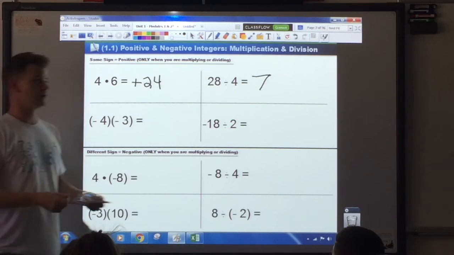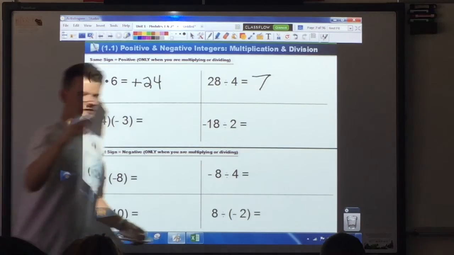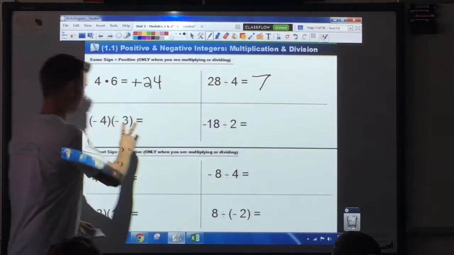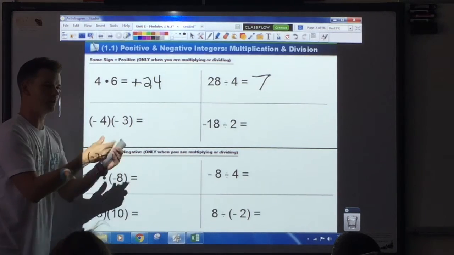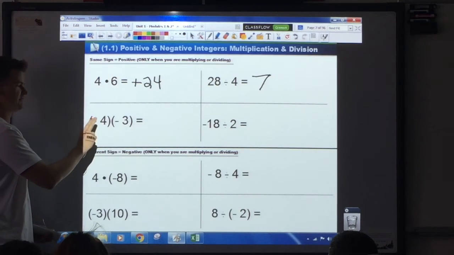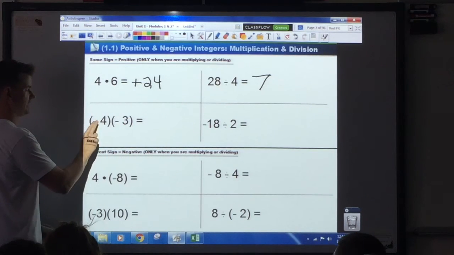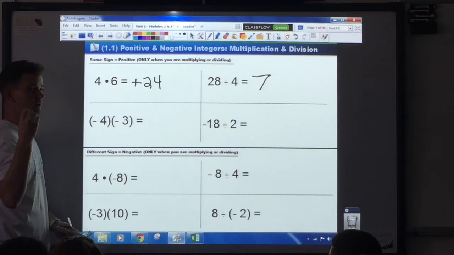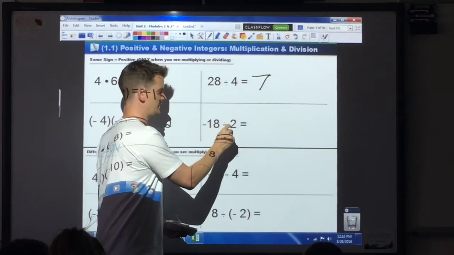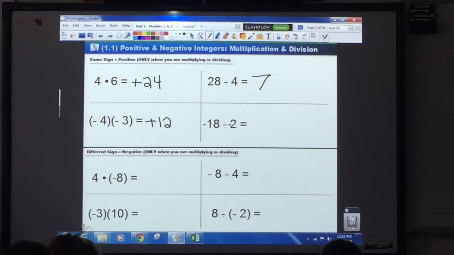Okay, so same sign positive, they were all positive. These are both negative. So when I multiply them, I'm gonna get a negative, right? No, positive. I said same sign, it has to be positive. They're both negative. When I multiply them, I'm gonna get a positive. When you multiply two integers that have the same sign, or divide two integers that have the same sign, they're going to be positive. So negative 4 times negative 3 gives me a positive 12. I do want to point out, there's a little typo here. This is supposed to be a negative 2. I apologize for that. That was my fault.